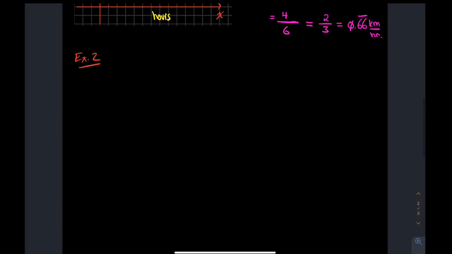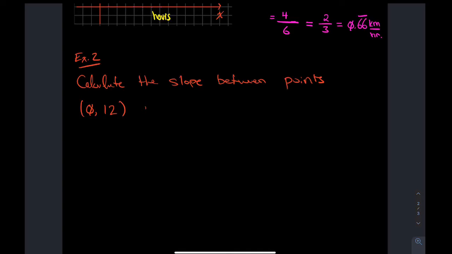Example 2. Calculate the slope between points. And let's say that we have the point 0, 12, and 4, 7. 0, 12, and 4, 7.